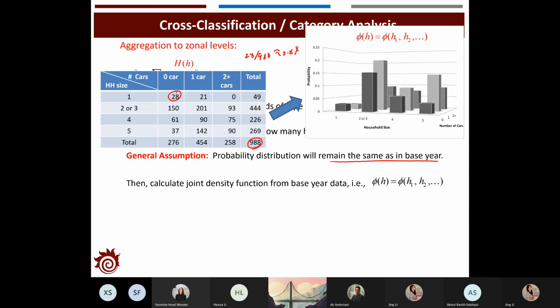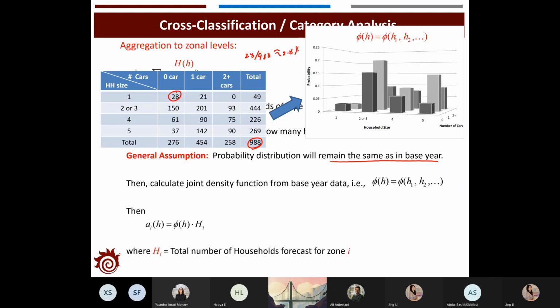And then we assume that this 2.8% will remain the same in the future. So it's 2.8% in 2020, and this type of household will still be 2.8% in 2030 or even a longer period. So that's the assumption for us to utilize the CCA method for the prediction. And the distribution will remain the same.